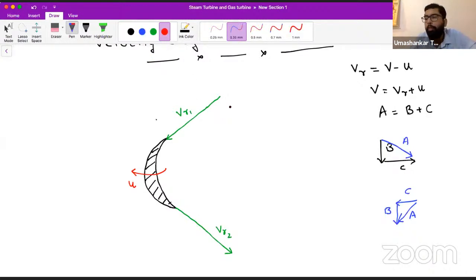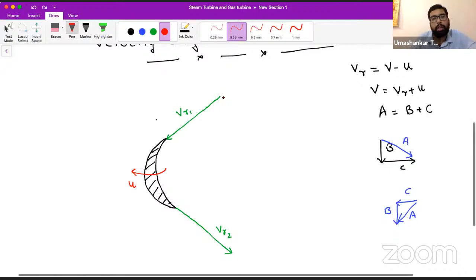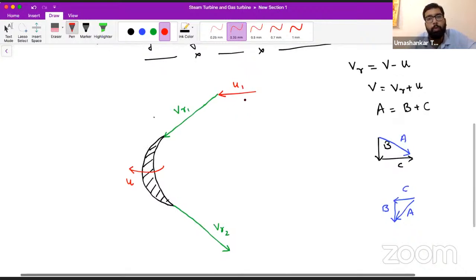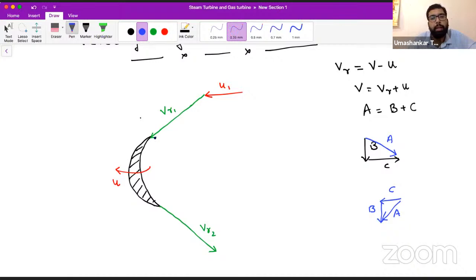So the first point was that the relative velocity must be tangent to the tip of the blade. Let's say it is U1. Now, why have I made this U1 here? Because if I am making this U1 here, this vector relation is satisfied. So at entry, since V1 is the absolute velocity of the steam and the relative velocity is related like this, it is satisfying our general vector principle.